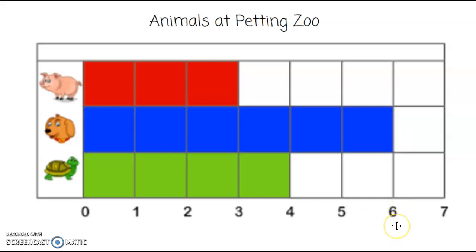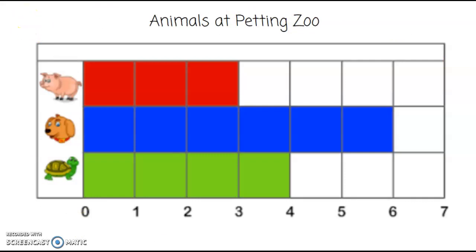Now I'm going to ask you how many pigs were at the petting zoo. How many pigs were at the petting zoo? If you went over here to the pig and you looked across and you found the number, it says 3 pigs were at the petting zoo. So that's how we use this information. We can ask questions about it, we can get information from it, but a lot of times it's so much easier to look at a graph and get that data that is being shown to us from the graph.